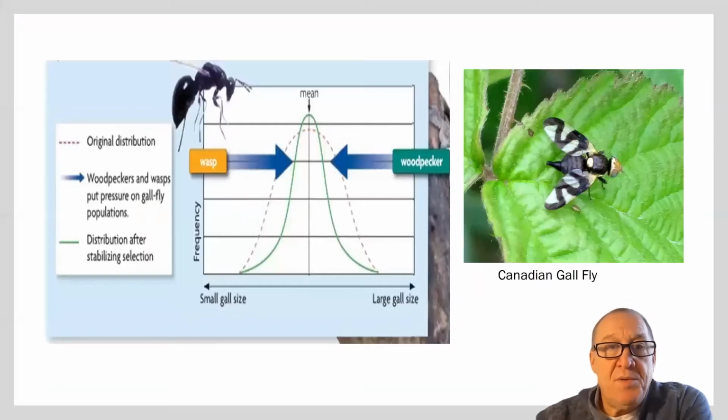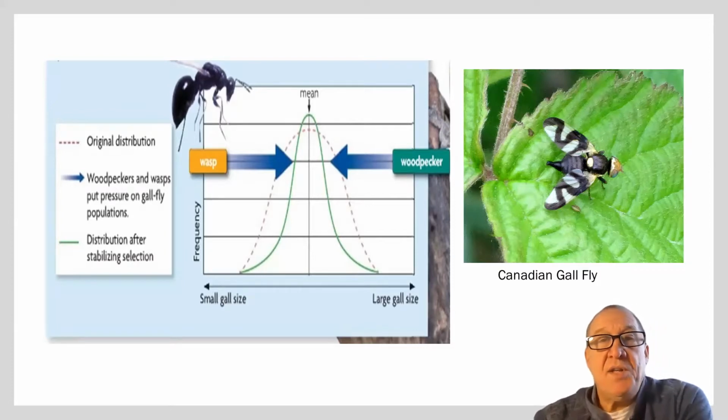One more example. There's something called the Canadian gallfly. Now, the Canadian gallfly is actually predated by wasps and woodpeckers. The woodpeckers are very successful at predating on the larger gallflies. The wasps are much better at predating on the smaller ones. So which ones survive? Well, the ones that are kind of medium in size. So we're selecting against the small and we're selecting against the large. And this would be an example of stabilizing selection.